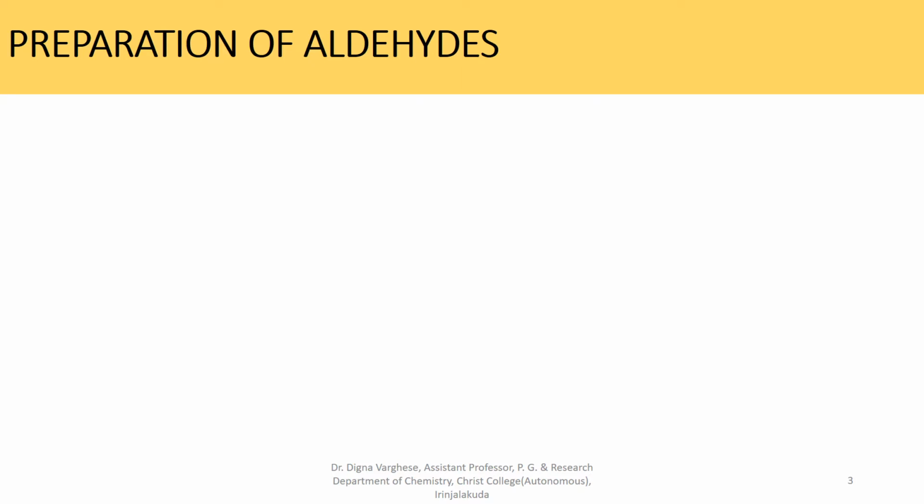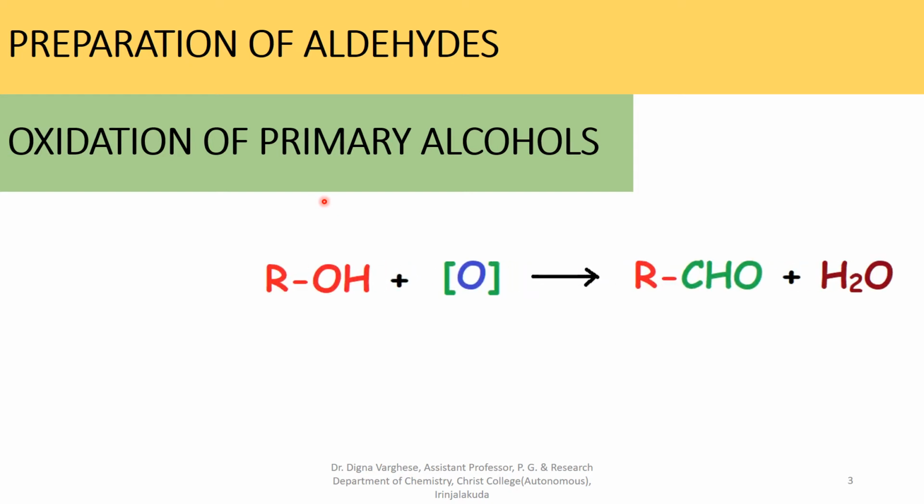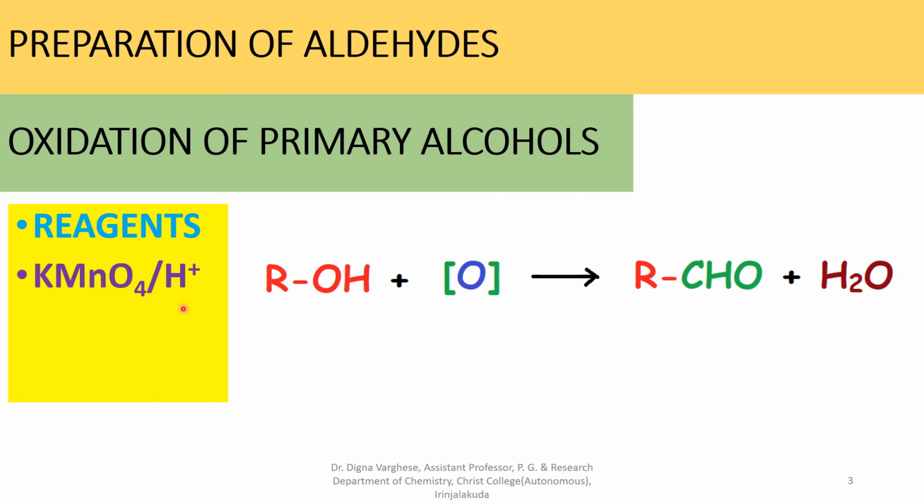Preparation of aldehydes. The first method for preparing aldehyde is the oxidation of primary alcohols. Here you can see a primary alcohol undergoing an oxidation reaction and forming aldehyde and water. We can use oxidizing agents such as KMnO4 in acid medium, or we can say acidified KMnO4, acidified potassium dichromate, or chromium trioxide in an anhydrous medium. One of these reagents can be used for this oxidation process. Oxidation of primary alcohol gives aldehyde.